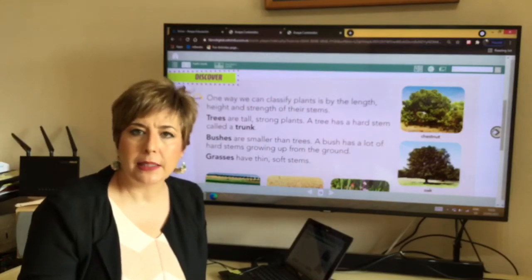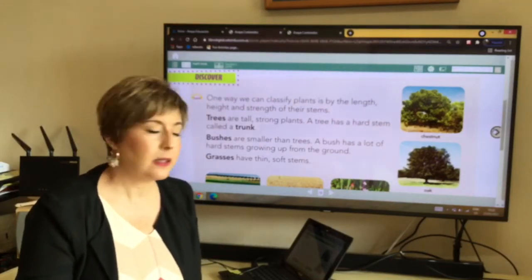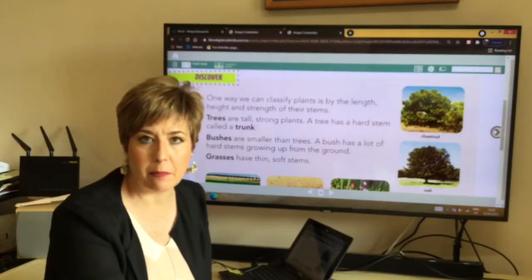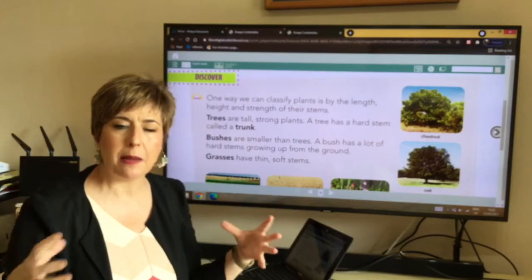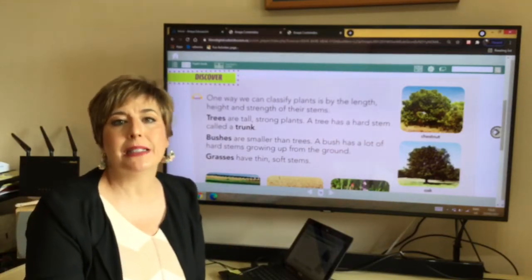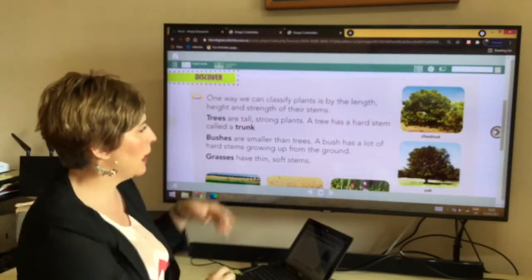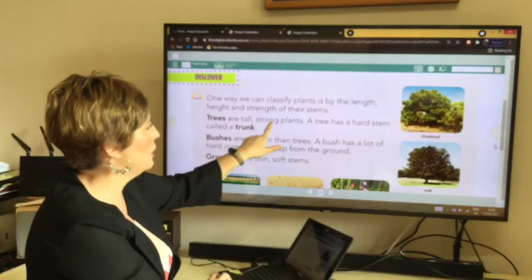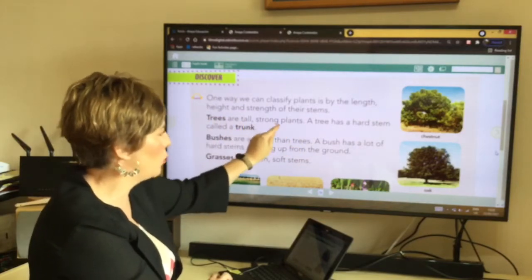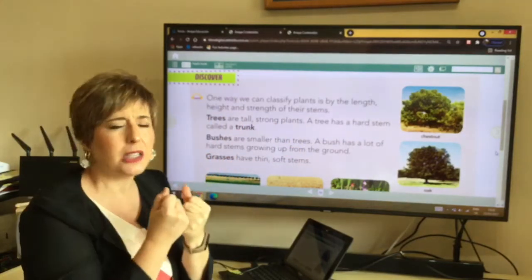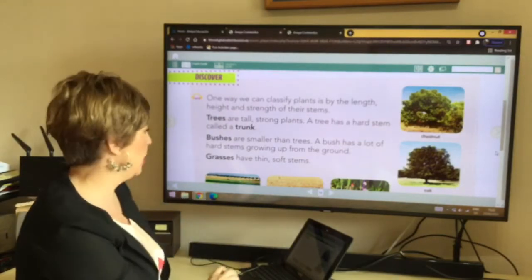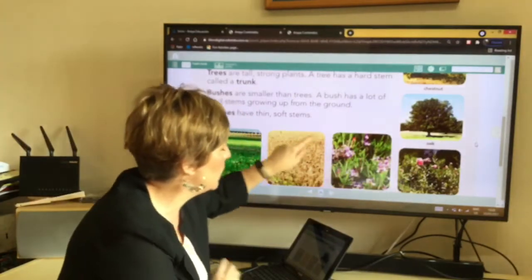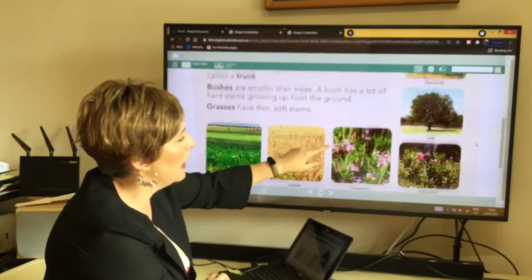Plants can be classified in different ways. Here is a way of classifying plants according to the stem. If they have a thick stem that we call a trunk, plants are called trees. Examples of trees, the chestnut and the oak. Trees are tall and strong, and they have a hard stem that is called a trunk. What are bushes? These two are bushes. They are called rosemary and oleander.